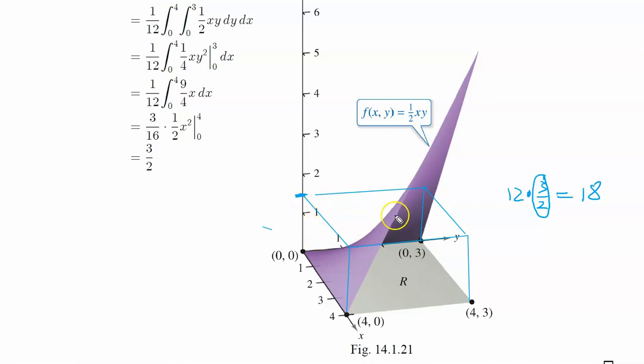And once again, if you want, you could think of the solid as being water, and the surface as being a membrane. If you were to remove this surface, the water would slosh down and perfectly fill this box to this height, 1.5. All right, so that concludes this lesson about double integrals.